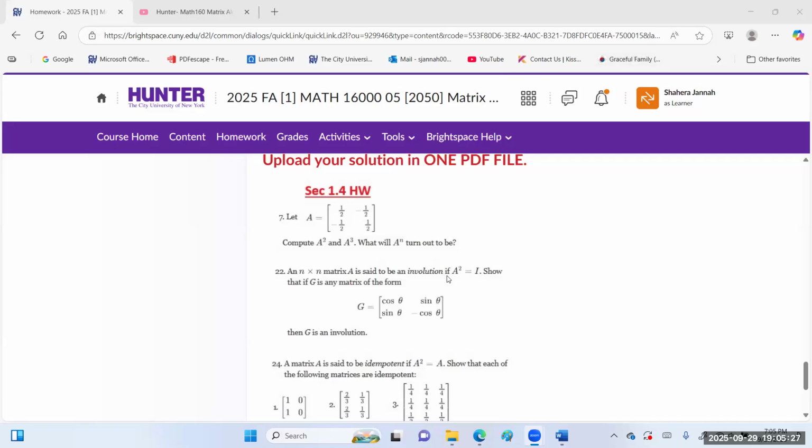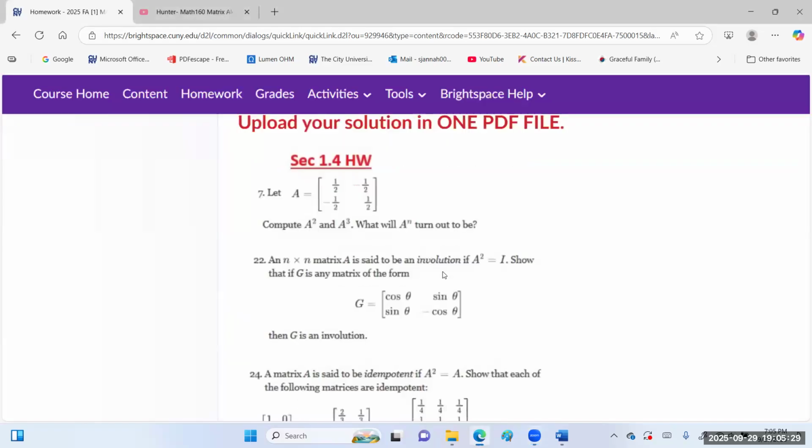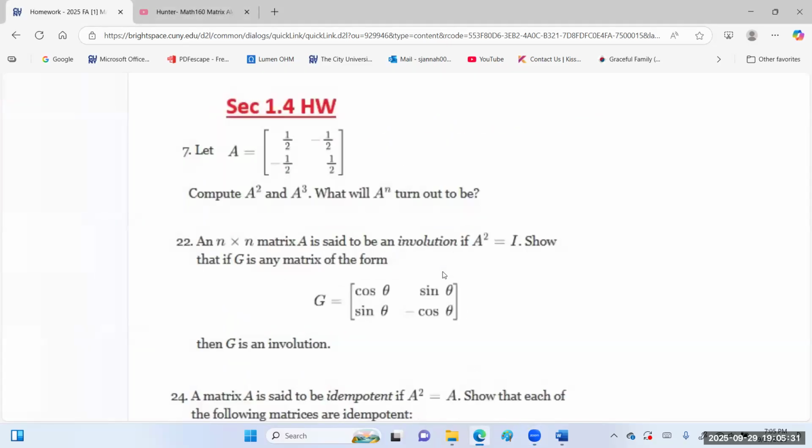Probably not. So the first question is saying A is given, find A square and A cube. So you really have to do math. You're not going to square each element. Did you square each element?